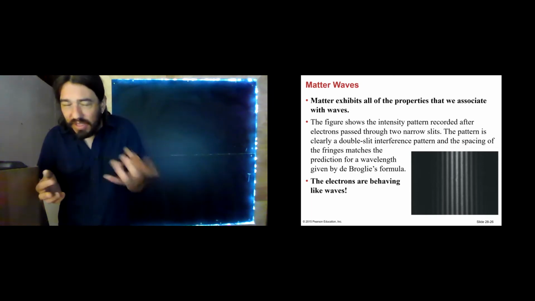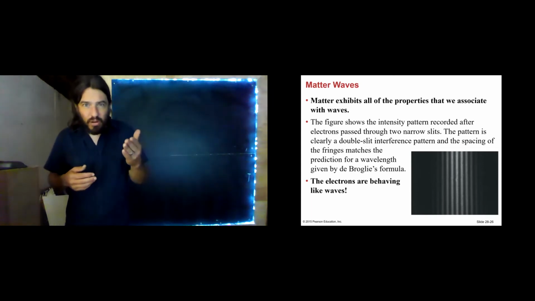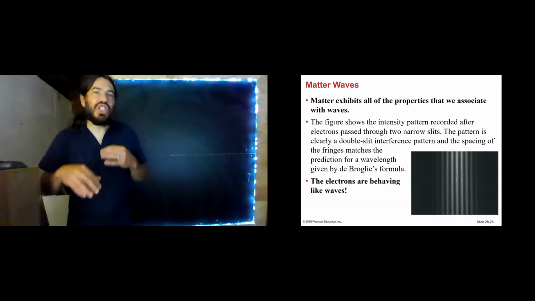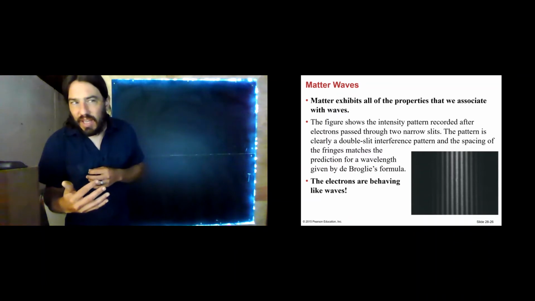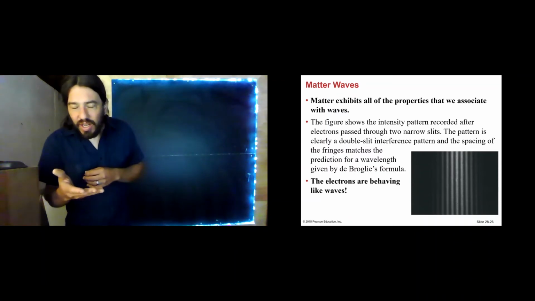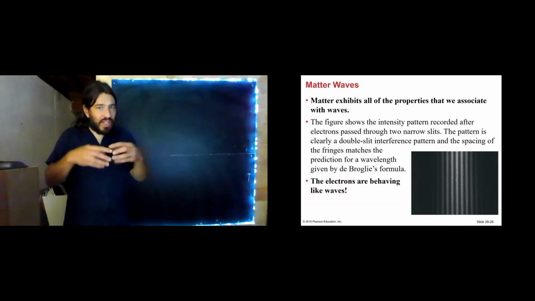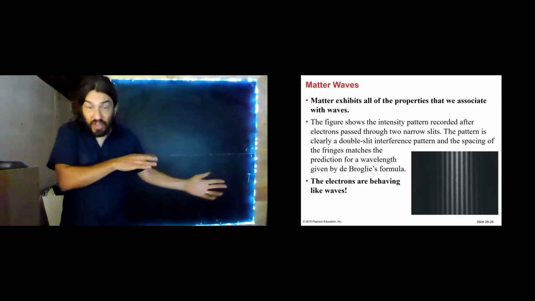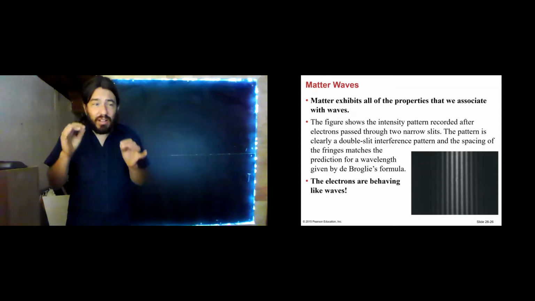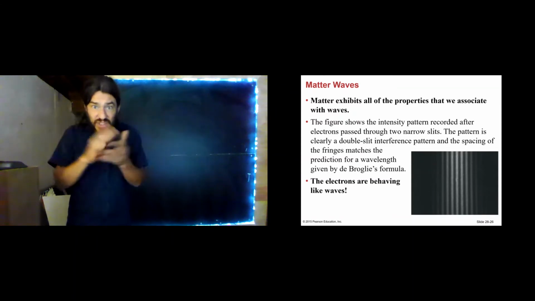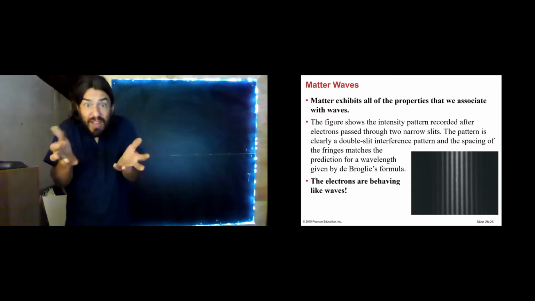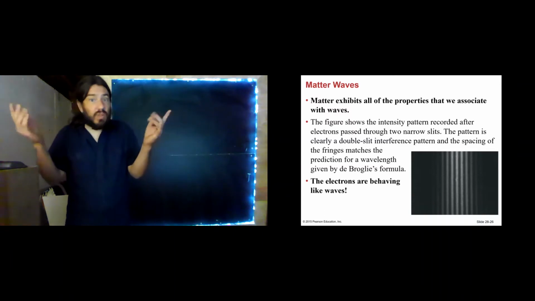But let's be clear. What do I mean by a wave? Think about a water wave. Is the water the wave? No. The water is not the wave. The wave is the energy. It's the disturbance in the water. And so let's be clear. When I'm talking about a matter wave, I'm not talking about a whole bunch of electrons all carrying the wave. No, I'm talking about a single electron. It's not a particle. It's a wave. It's a disturbance. Ooh, that's weird.